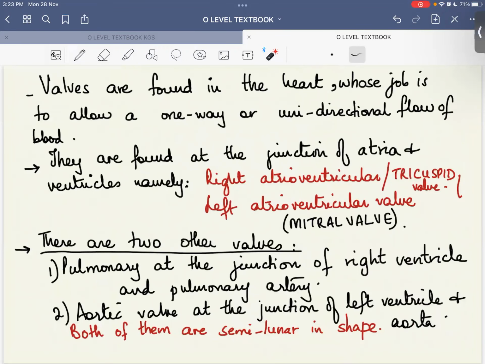Read this. It's just a repetition of what I said right now. Just read it.